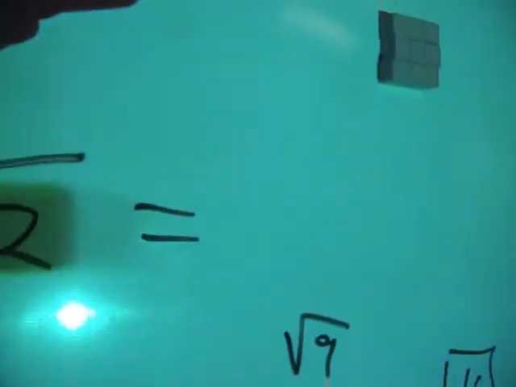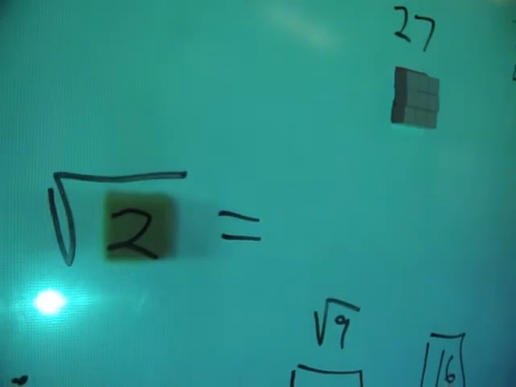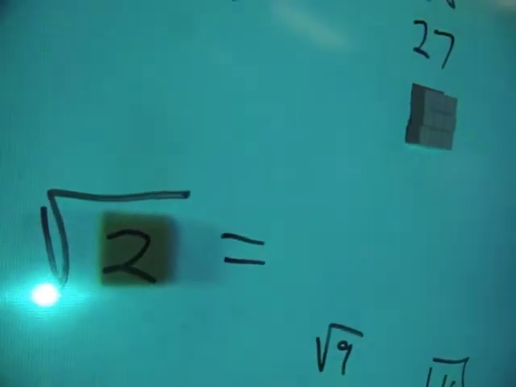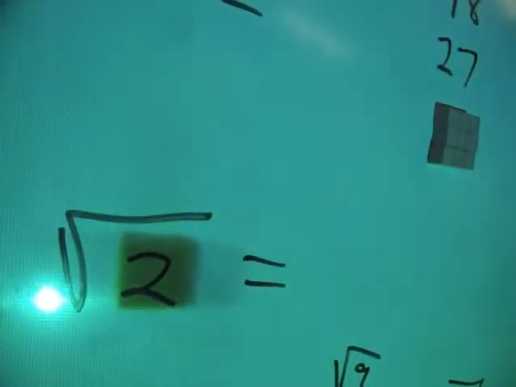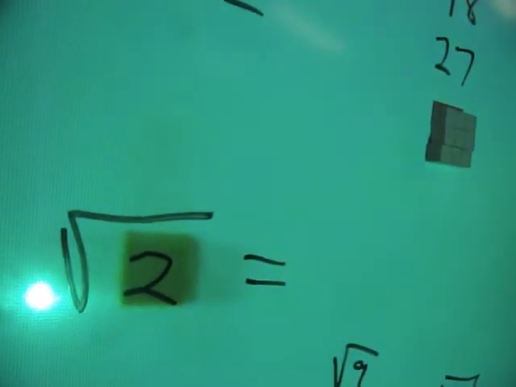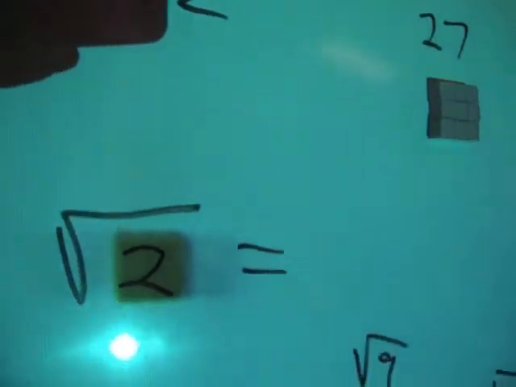9. What if I change this into 16? What's the square root of 16 again? 4. What's the square root of 16? 4. Jake, what's the square root of 16? Take 16 and turn it into a square. What's one side? 4. I know. We're waiting for Jake, though. Okay. Look up here. What's it say? What's the square root of 16?